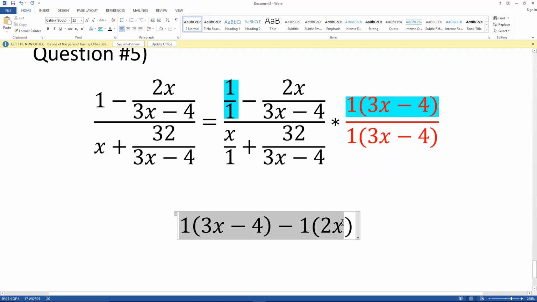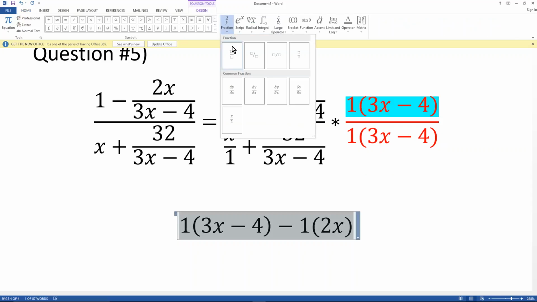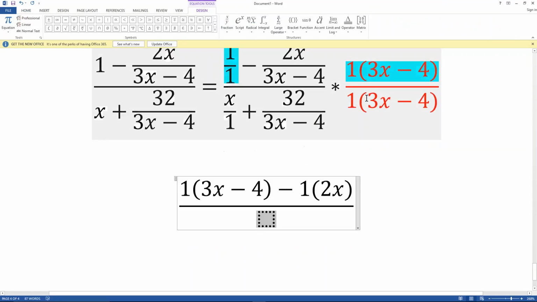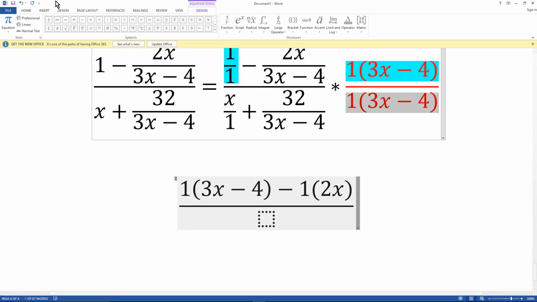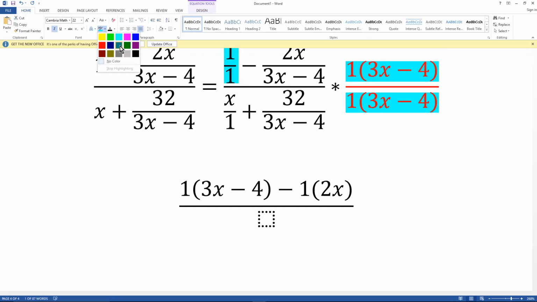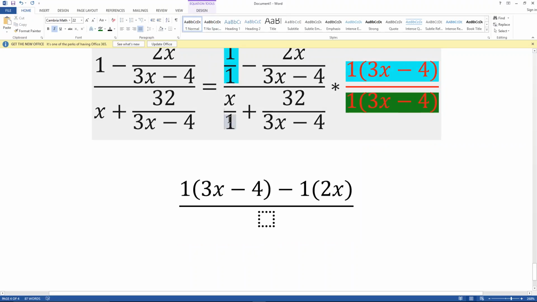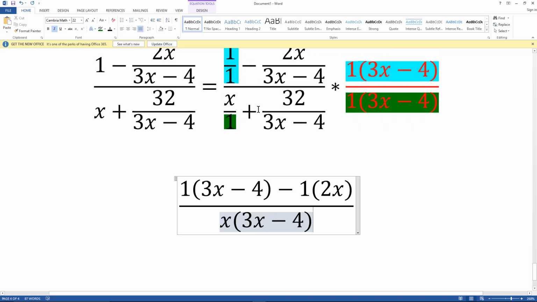Now we're going to do the exact same thing on the bottom. I'll color that one a different color. Okay, what cancels out? The 1. Leaving you with x times 3x minus 4. Very good. x times 3x minus 4. What sign do you see? Plus.